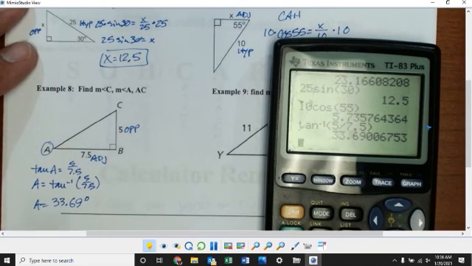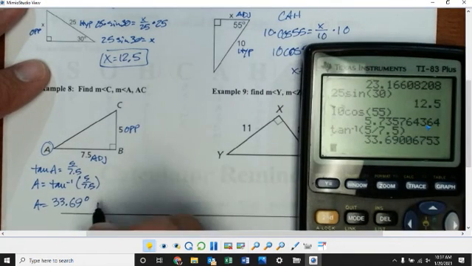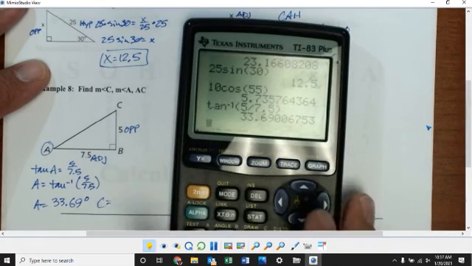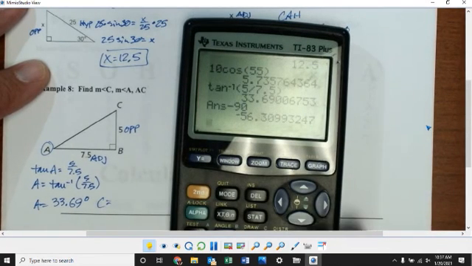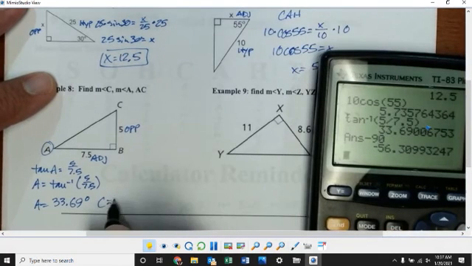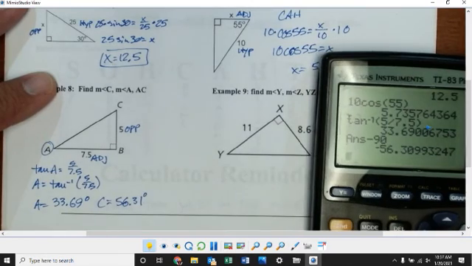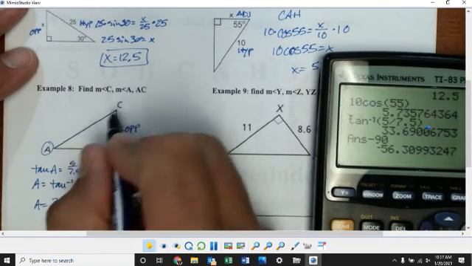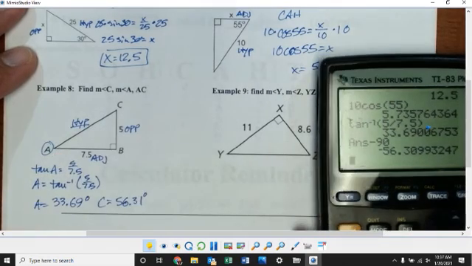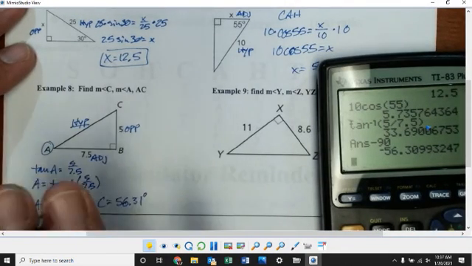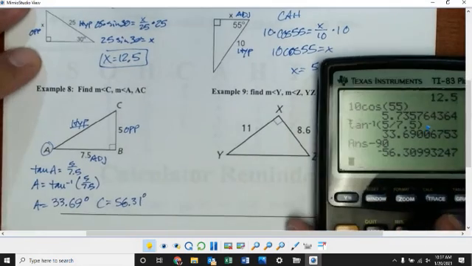So if A is 33.69, that means that C has to be 90 minus that, so it's 56.31 degrees, because those two have to add up. Now I want to find what is AC. Well, AC is the hypotenuse. So I could use the Pythagorean theorem to find it, but we're going to use trig ratios today.